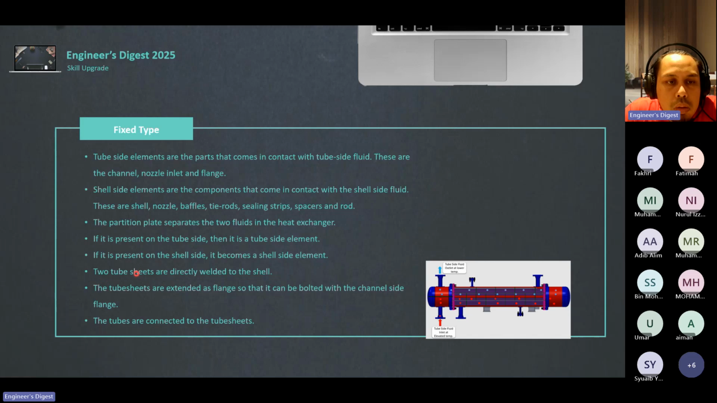The two tube sheets are directly welded to the shell. As I said earlier, this tube sheet is directly welded to the shell, both sides. The tube sheet is extended as a flange so that it can be bolted with the channel side flange. So you see, this is a tube sheet and it is extended also so that on this flange we can bolt it. And the tubes are connected to the tube sheet.